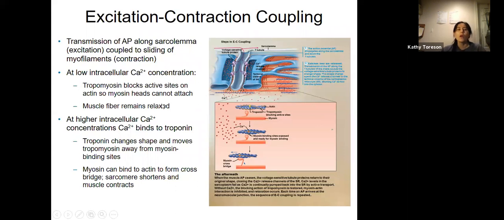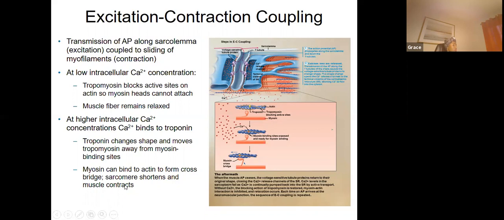Okay, so even though troponin is not blocking the active site, we need it because it's the one that's going to move the protein that is blocking the active site or the binding site.